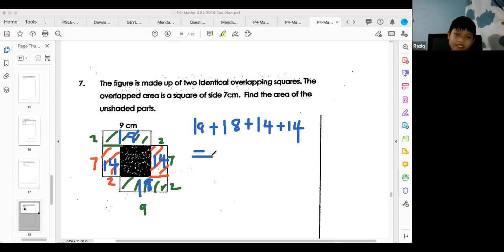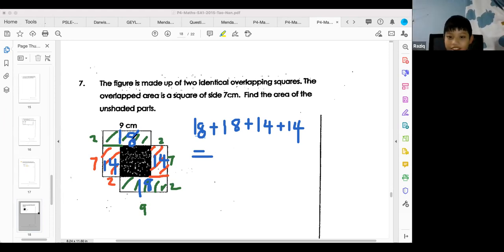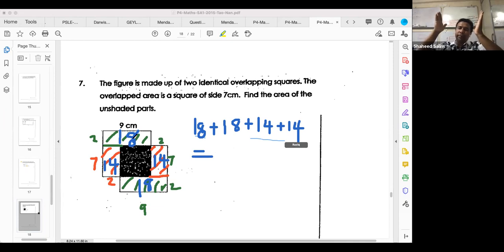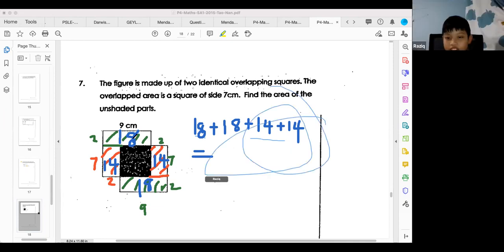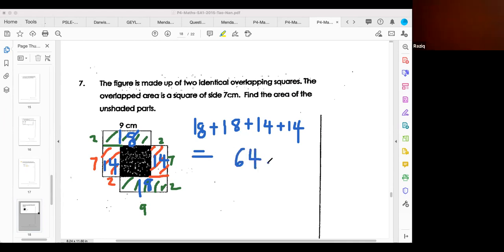18 or 19? This is 18, 18. 9 times 2, 18. 18, 36, 36 good. And 50, 64. That is your answer. And now clean this whole thing.